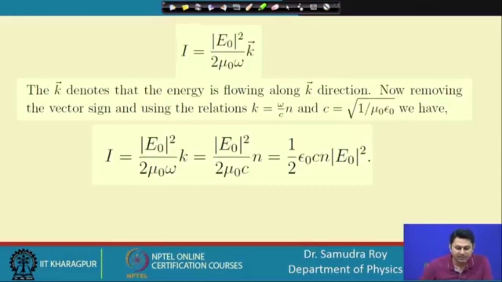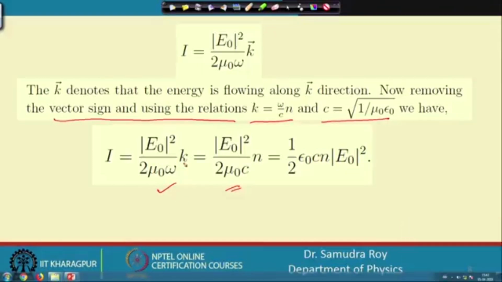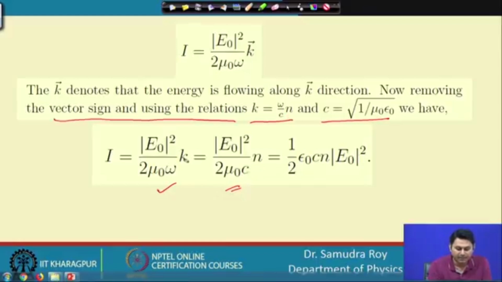Okay. As I mentioned, the vector k denotes that the energy is flowing along the k direction. Now, removing the vector sign and using the relation k equal to omega n by c, and c equal to 1 over root of mu 0 epsilon 0, we have this form. I replace k as omega n divided by c. When I replace k, then I have omega here and c here. So, this omega is cancelled out and we have c and n sitting here.